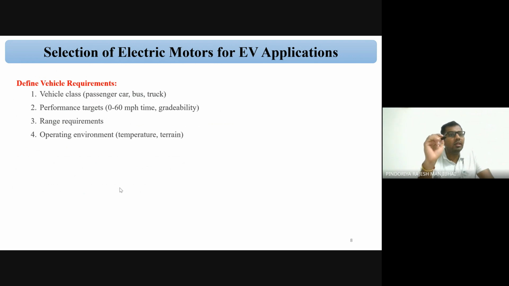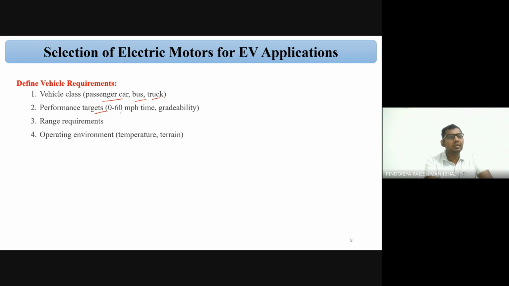And define the vehicle requirements. So which type of vehicle, maybe a commercial vehicle, maybe your personal vehicle. So we can say the passenger car, bus, truck. So which type of vehicle you have to use determines the selection of the motor.